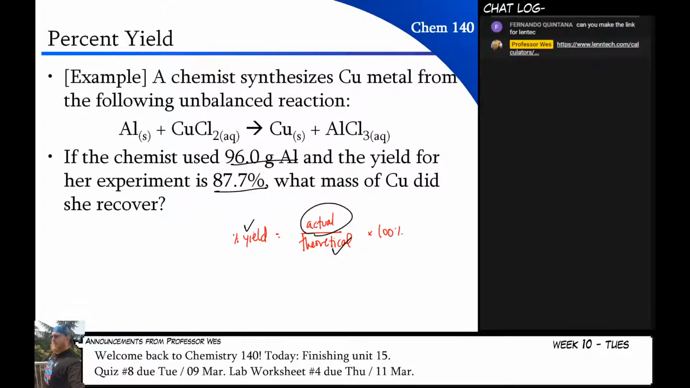So first, find out what the theoretical yield is from 96 grams of aluminum. Actually, I guess first you should balance the equation because it's not balanced. Do the stoichiometry. Tell me what the theoretical yield is for copper. And then if you have 87.7% yield, tell me what the actual yield is. Okay? I'm going to give you about 5 minutes to play around with this. We'll go over the answers in just a bit.